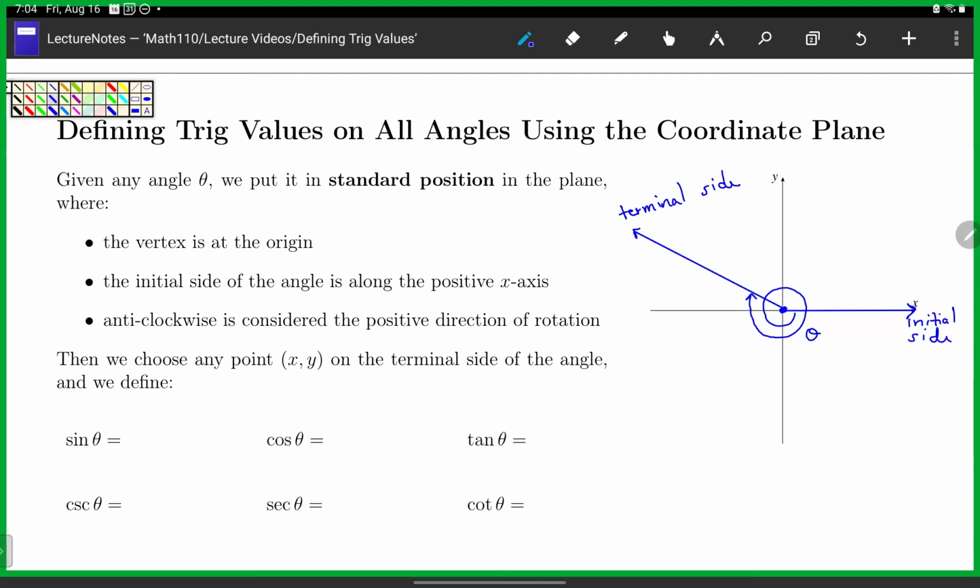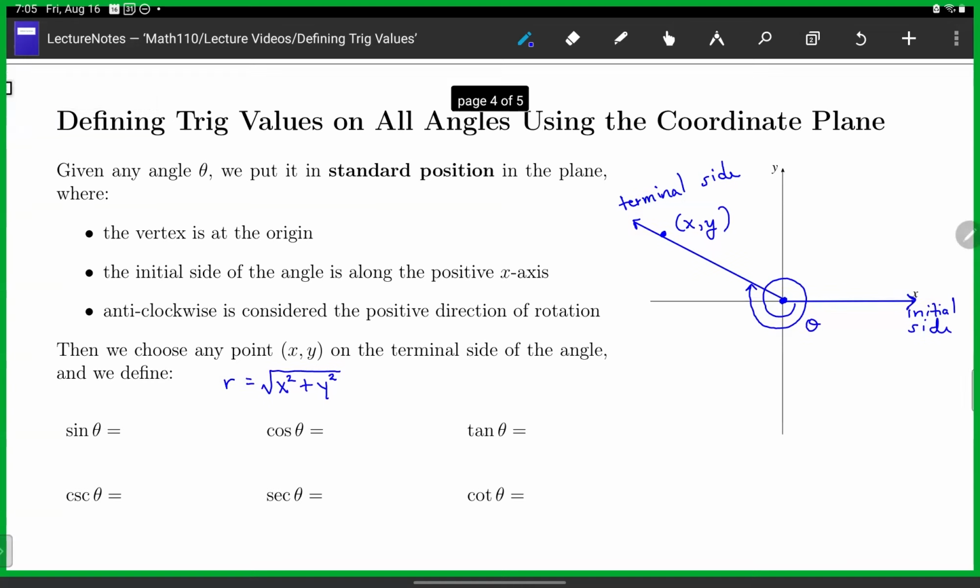Okay, so there's my theta, and I find any point on the terminal side, x comma y, any point there at all. And then when we define this, for one thing, r is going to be the square root of x squared plus y squared. If you think for a minute about what the meaning is of r in this context, hopefully you have an answer for that. I'll give you the answer in a little bit.